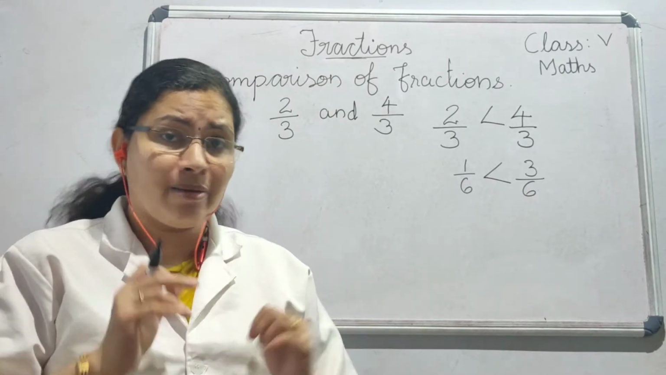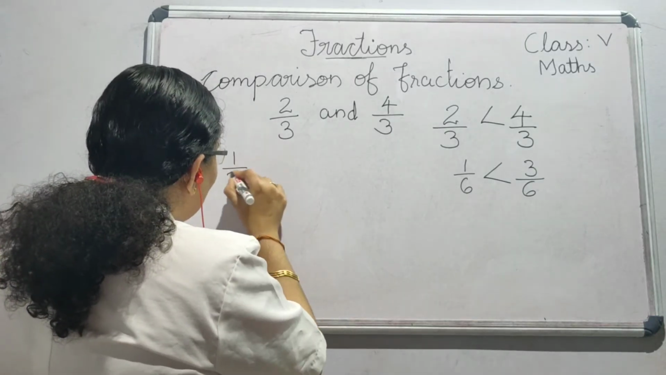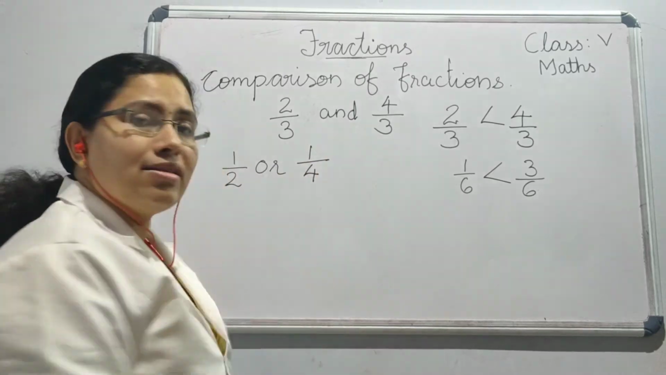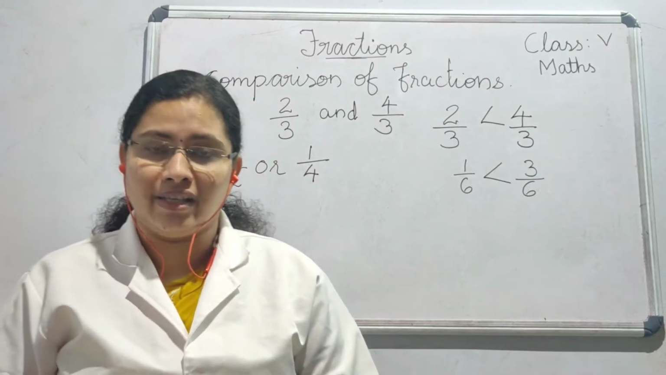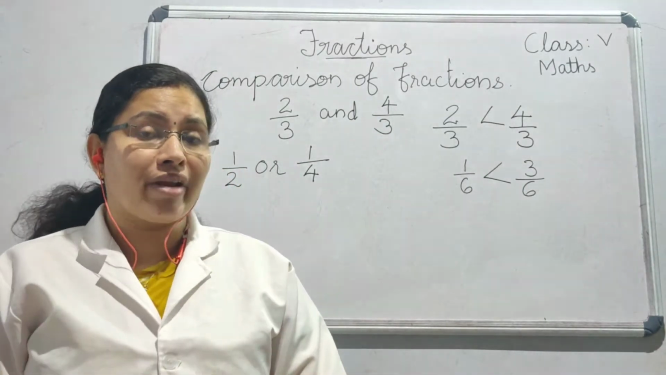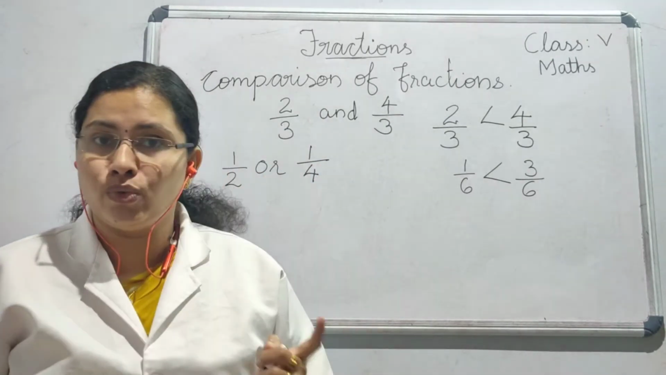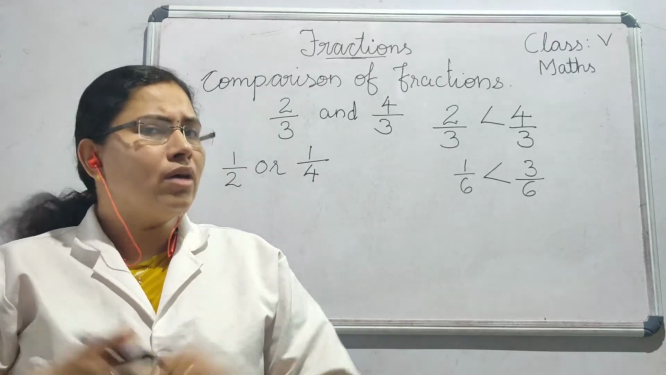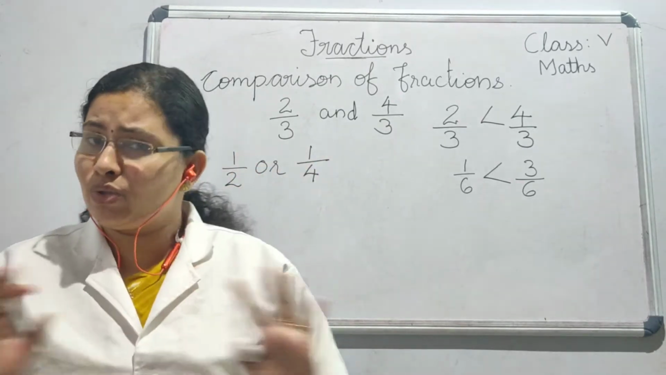But we have also learned about unlike fractions. For example, 1 by 2 and 1 by 4. Which is greater? You can see that the denominators are different. Here the denominator is 2 and the denominator here is 4. So they are unlike fractions, is it? So how to compare that? We cannot say that 1 by 2 is less than 1 by 4. We cannot say like that.